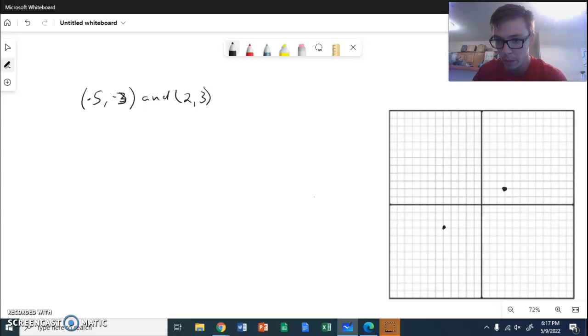So -5, -3 and 2, 3. Those are your 2 coordinates. Now try your best with your computer. Count, imagine where that right triangle would be, and then find the distance. And when you're ready, go ahead and resume the video.